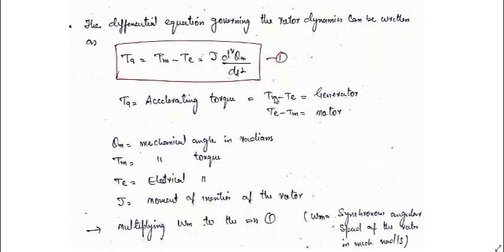So please take them into consideration. Try to understand why I have taken it like this. So here, theta m is the mechanical angle in radians, Tm is the mechanical torque, Te is the electrical torque, and J is the moment of inertia of the rotor. Well, I will multiply equation 1 by omega m, the synchronous angular speed of the rotor, in mechanical radians per second, because we have both mechanical degrees and electrical degrees. We always talk about electrical, so we need to convert them into electrical degrees.